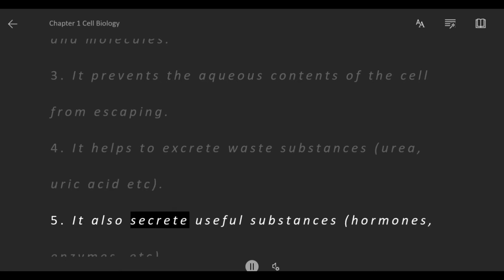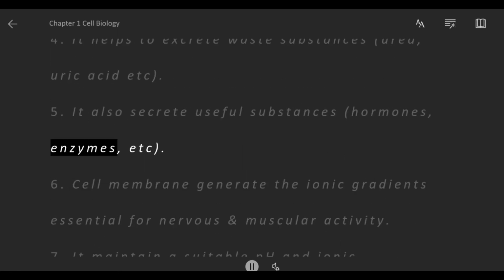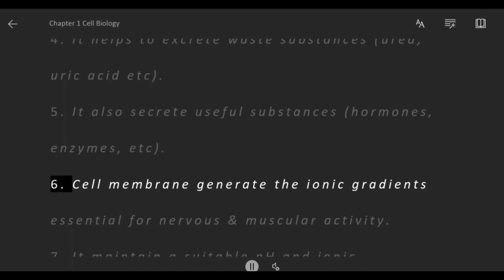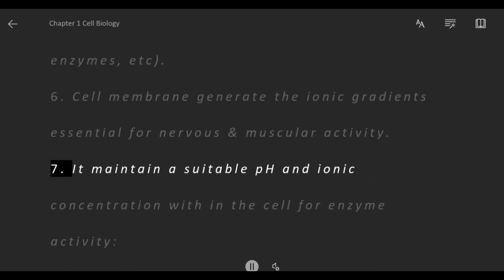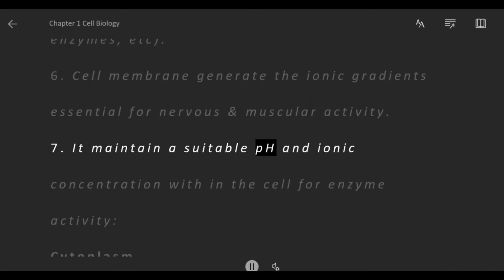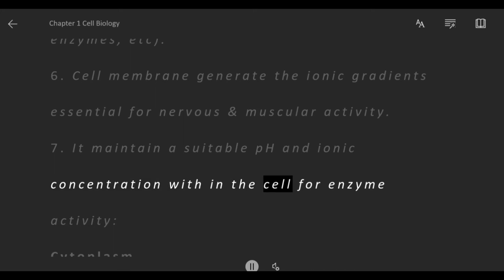5. It also secretes useful substances, hormones, enzymes, etc. 6. Cell membrane generates the ionic gradients essential for nervous and muscular activity. 7. It maintains a suitable pH and ionic concentration within the cell for enzyme activity.